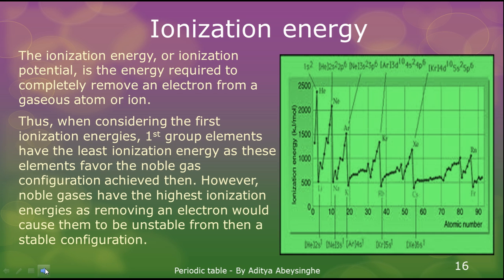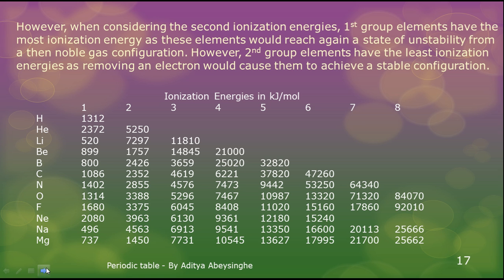Now what happens when we consider the second ionization energy? This is actually a table of the ionization energies, and you can find this experimentally. When you take some element, say sodium, my popular example, sodium has a least ionization energy. Or in fact, it's better to take lithium, because you can see some distinguishing factors. Lithium has an ionization energy of 520 kilojoules per mole for the first ionization energy.